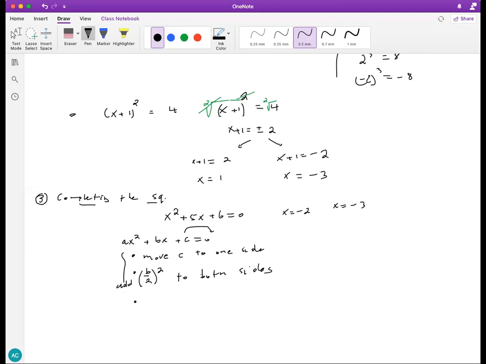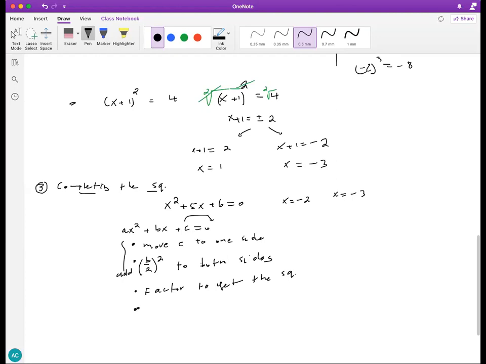And then you factor. Once you factor the result of this, you will end up with a square, a second power like this. And finally, apply the square root.